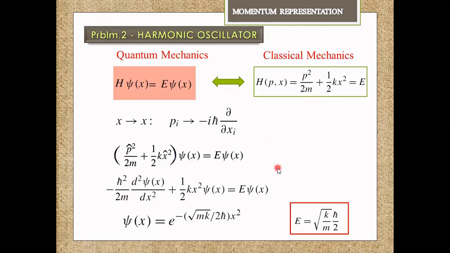Remember, we are dealing with it in position space. Therefore, for x, we are keeping x, and for p, operator p, we have to replace it like minus i h cut dou by dou x. Therefore, when we are writing the Schrodinger equation, instead of p square, we have to take the square of this minus i h cut dou by dou x. Therefore, minus h cut square by 2m dou square psi of x by dou x square plus half k operator x square psi of x is equal to E psi of x. This is the Schrodinger equation in position space. So, the normalized wave function is psi of x is equal to e raised to minus root mk by 2 h cut into x square, and the energy in the ground state is equal to root k by m into h cut by 2.